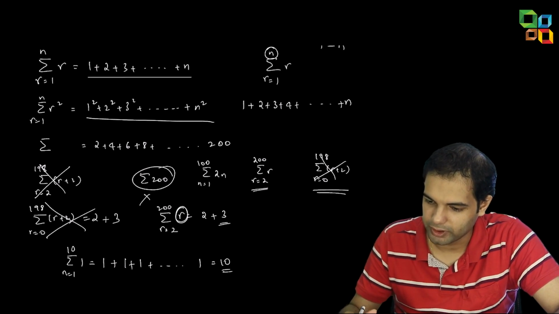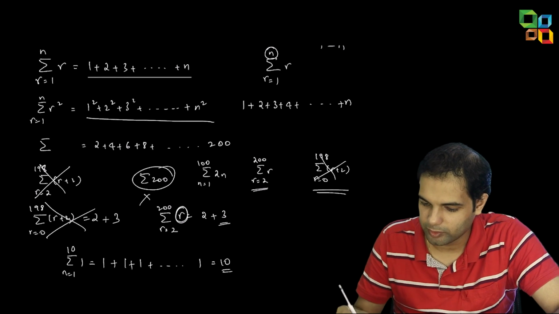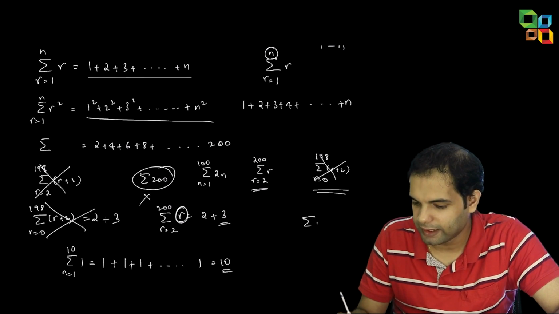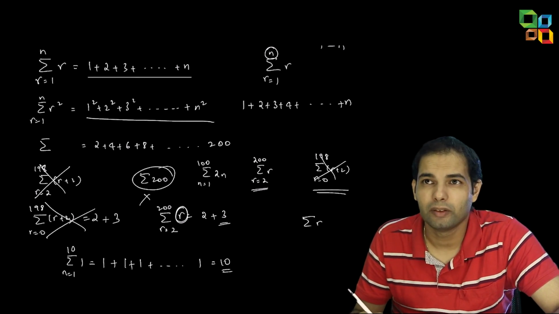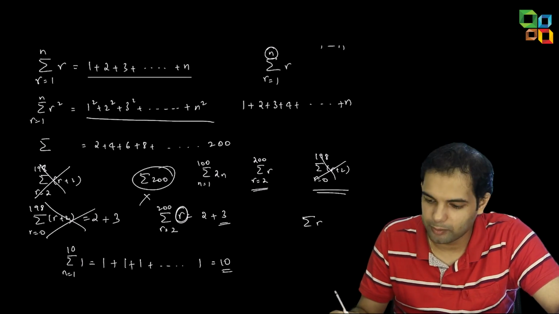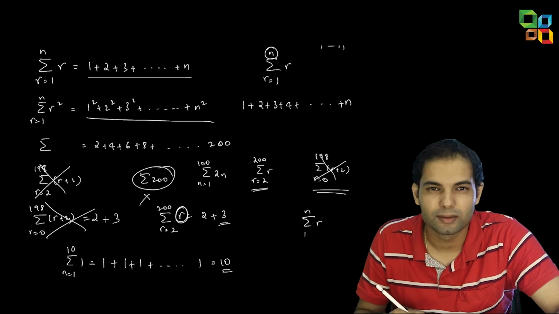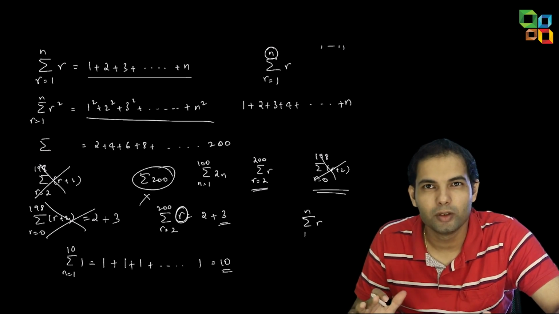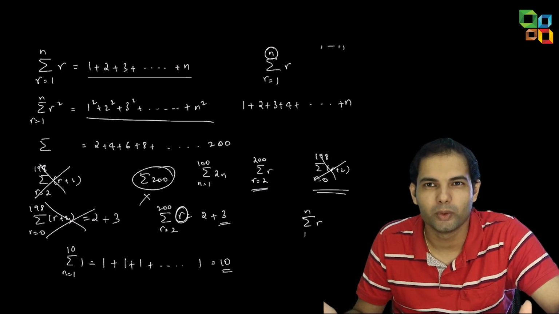Okay, I have to add a page. Let me write it down. Sometimes I simply write summation r, without writing the limits. Whenever I do that, I mean that I'm talking about 1 to n always. If I don't mention, it's always assumed that it's from 1 to n, because it's standard notation.